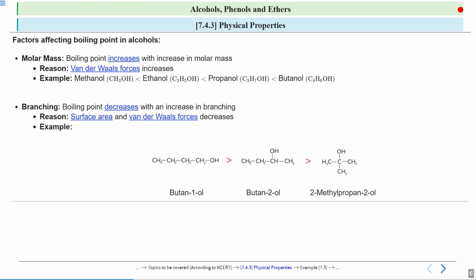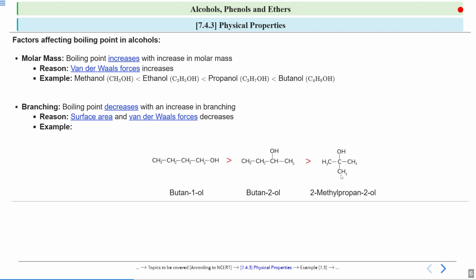Okay, so look at this example. You have butane 1-ol. I hope you all remember how we do the IUPAC nomenclature. In this compound, there are 4 carbon atoms, and at the first position your hydroxyl group is attached. So it is butane 1-ol. Now, look at this. That is butane 2-ol. If you see this, 1, 2, 3, 4, 4 carbon atoms, and on the second position you have a hydroxyl group. So this is butane 2-ol.